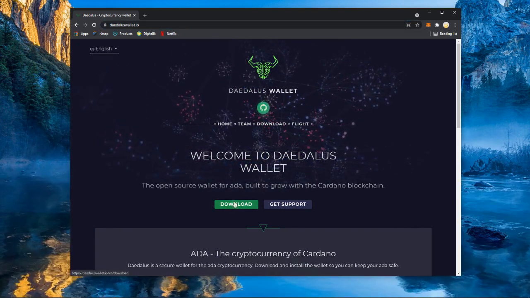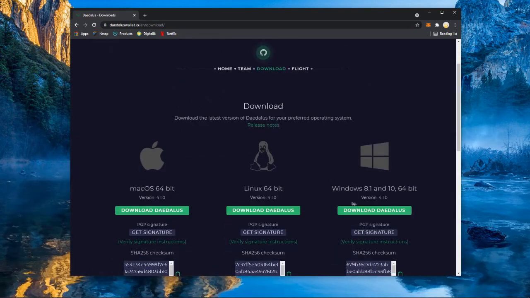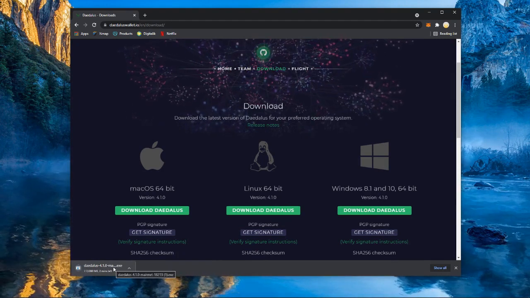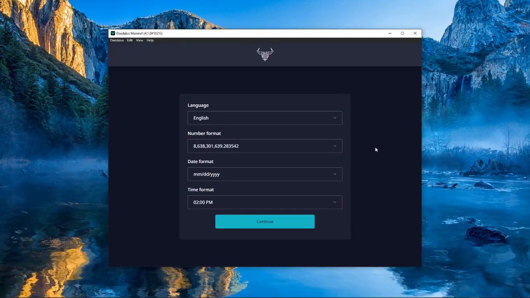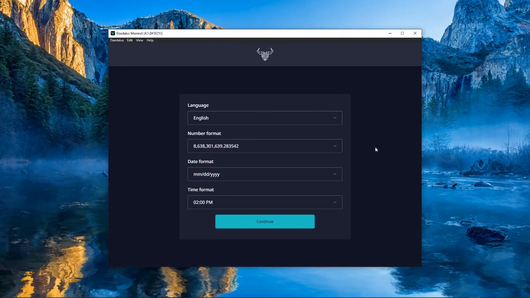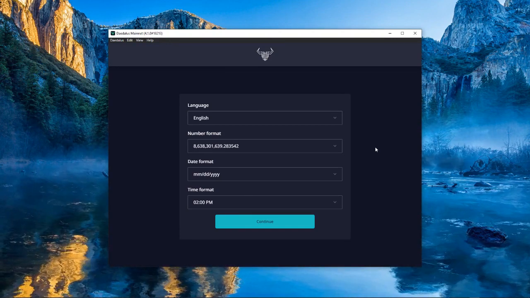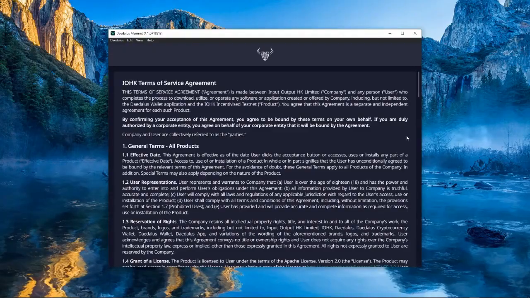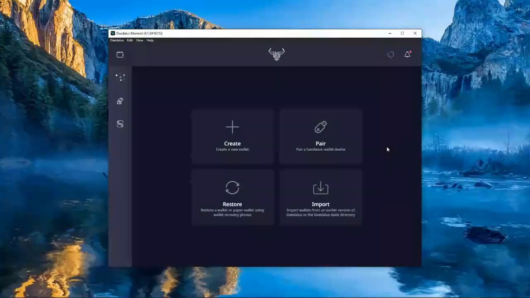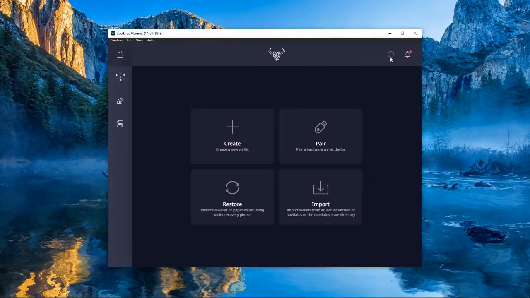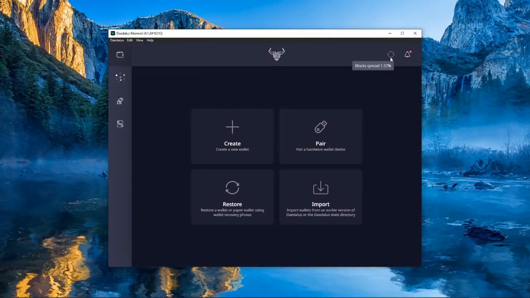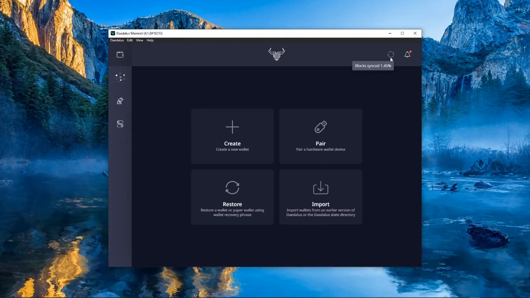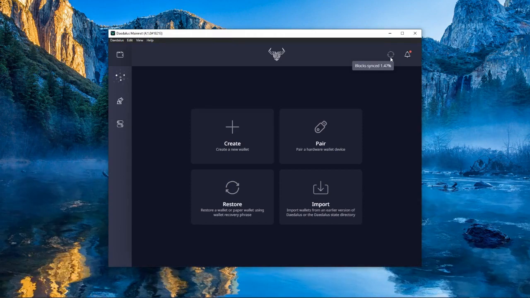You download the wallet just like this, and then the executable will be in your downloads folder. So after installing Daedalus mainnet on your computer, you'll be prompted with some questions. These questions must be answered before creating a software wallet. You must also accept the Terms of Service agreement. Now that you're in the Daedalus wallet, you'll see at the top right that blocks are synchronizing. The percentage of blocks synchronized must be 100 in order to fully use the Daedalus wallet.